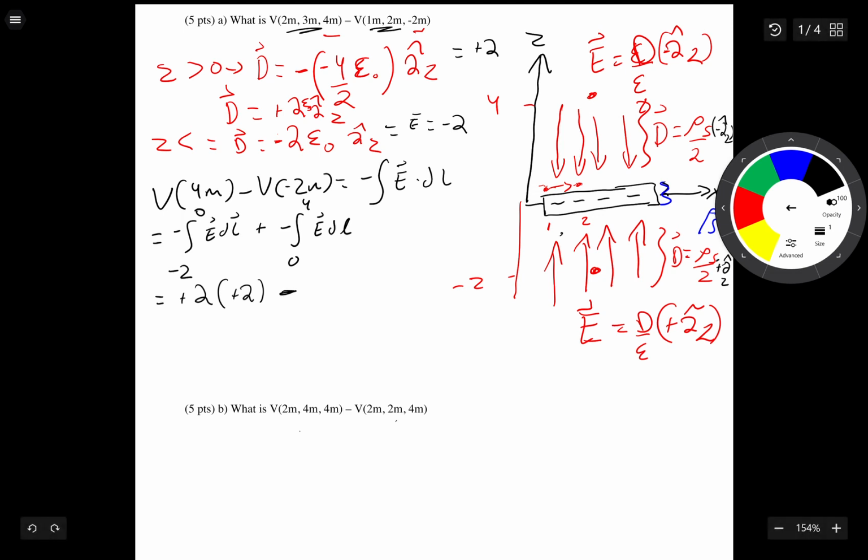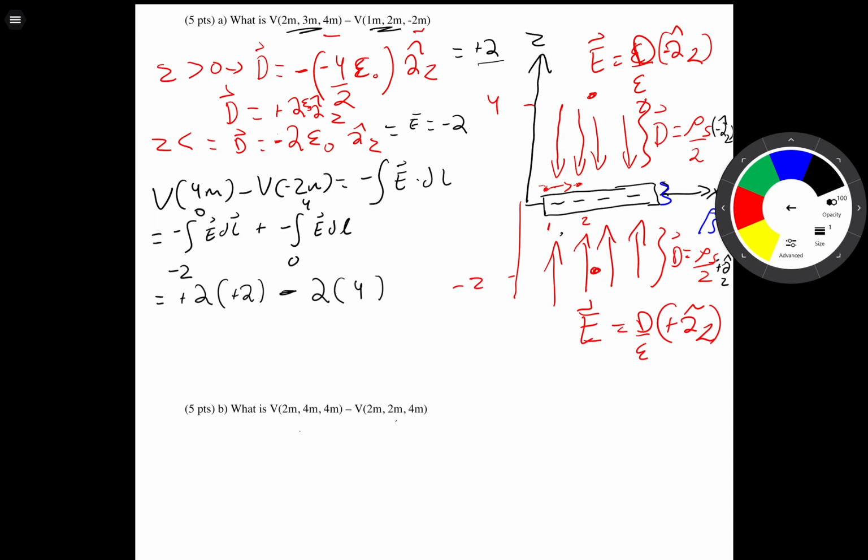And for here, same, we have dz. Integrating dz, we will have z, which we will evaluate from 4 to 0, top minus bottom, so 4 minus 0. What is my electric field intensity for z bigger than 0? It is positive 2. Is it positive? Yes, it's positive 2. So 2 times evaluating this is going to be positive 4.